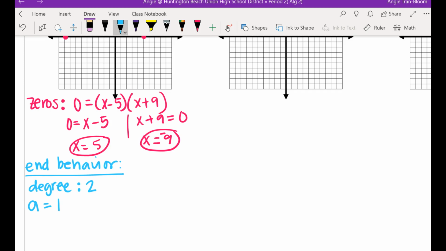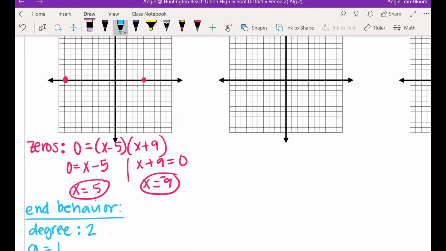If the degree is 2, is that an even degree or odd degree? Even. So should the end behavior go both the same ways? In this case, should they both be going up or down? Up, because a is positive. Can you guys see that? So now it goes like that. Would you agree that end behavior goes like that?